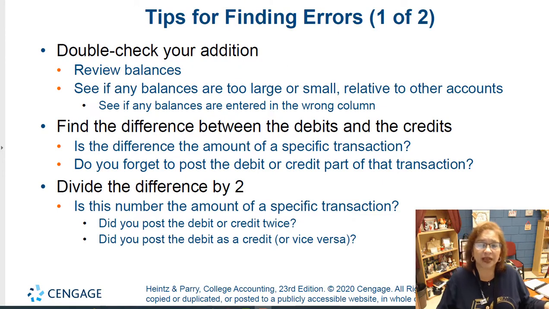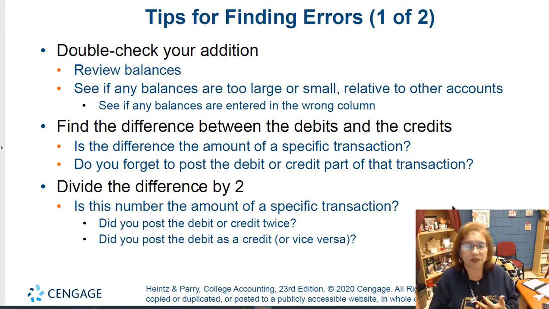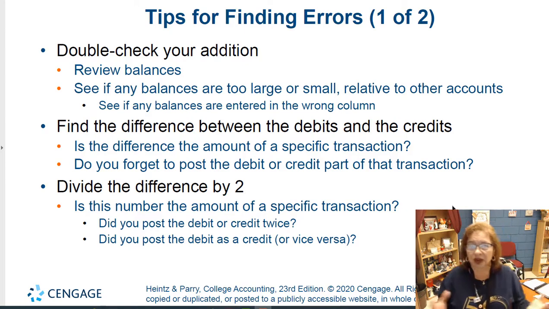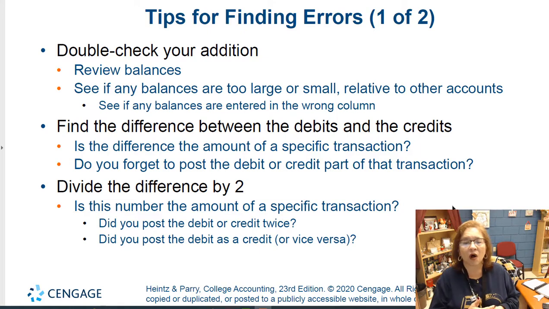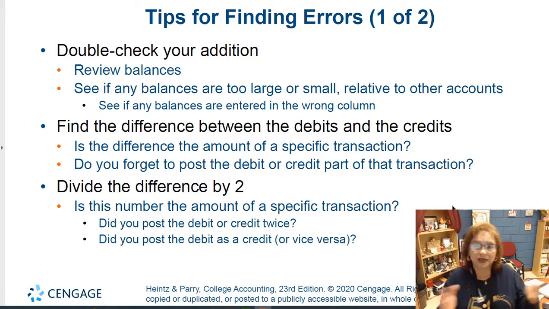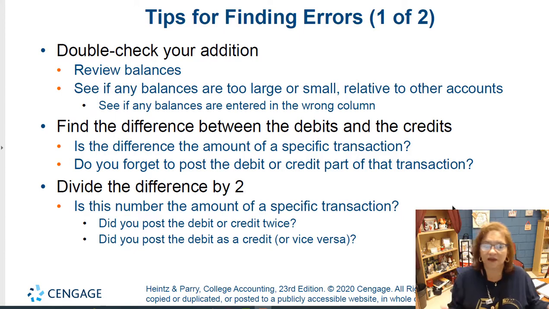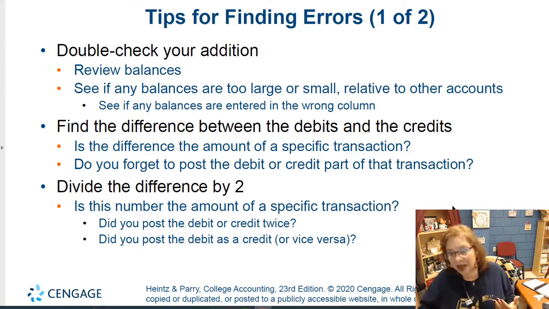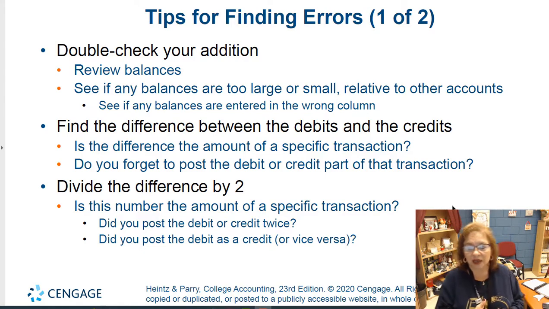The tips for finding errors, again: review your balances, go over your amounts, go over these adding and subtracting. Find the difference between the debits and the credits. If there's a specific transaction that you're figuring out, let's say that it's off by $100 by subtracting both balances. You go back and figure out, okay, where could it be? Where could I have had either $100 more than I entered or minus $100 that I didn't add?